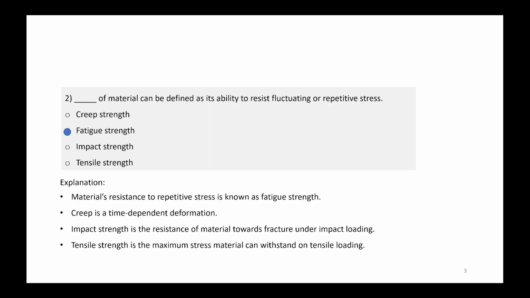So a material's resistance to repetitive stress is known as fatigue strength, while creep is time dependent deformation at a constant temperature and constant load, and impact strength is the resistance of material towards fracture under impact loading. So your loading will be dynamic compared to static in case of tensile strength, and tensile strength is the maximum stress a material can withstand on tensile loading.